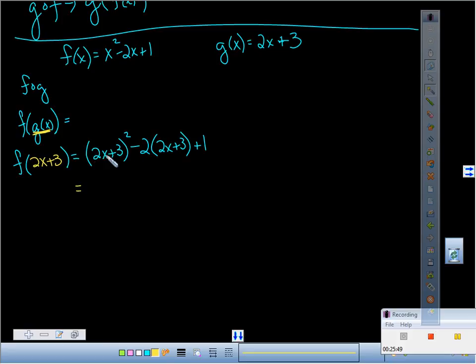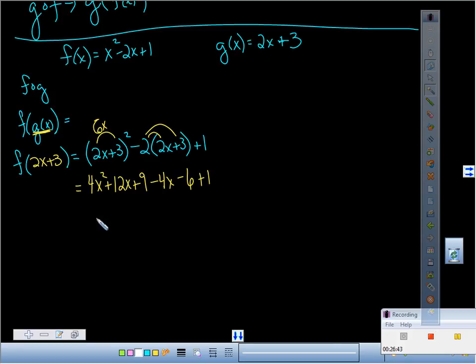Please, let me warn you right now. If you think it's 4x squared plus 9, you're wrong. So, tell me what it is. 4x squared. Square the first, right? What's next? Plus 6x. Keep the sign. Plus 12x. Very good. It's twice their product. Their product is 6x, and twice that is 12x. Plus, square the last. 9. Distribute this negative 2 throughout there and tell me what you get. Minus 4x minus 6. And then plus 1.